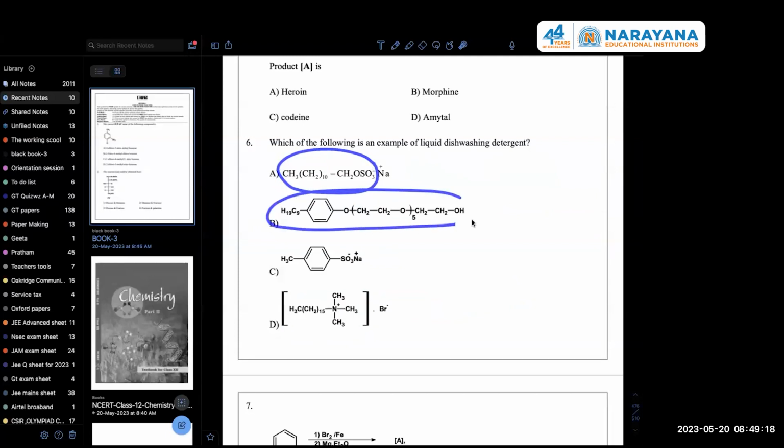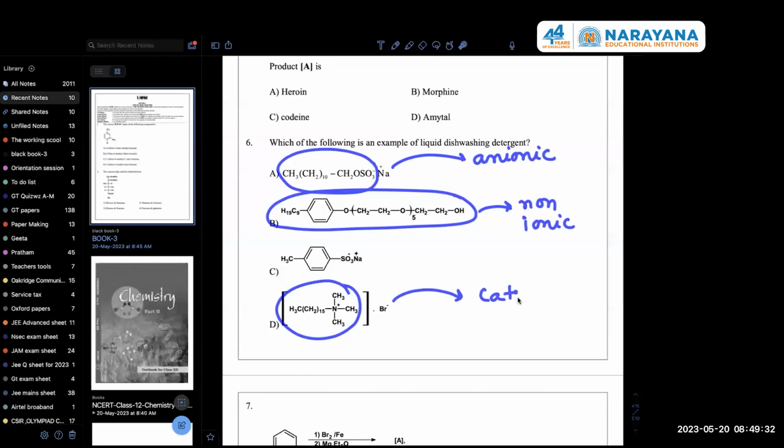No charge is there. Non-ionic. Cation is there. This is cationic. Are you getting? This one is anionic. This one is non-ionic. And the last one is cationic. Can you tell me the use of anionic detergent? Toothpaste. Very good. That is toothpaste.